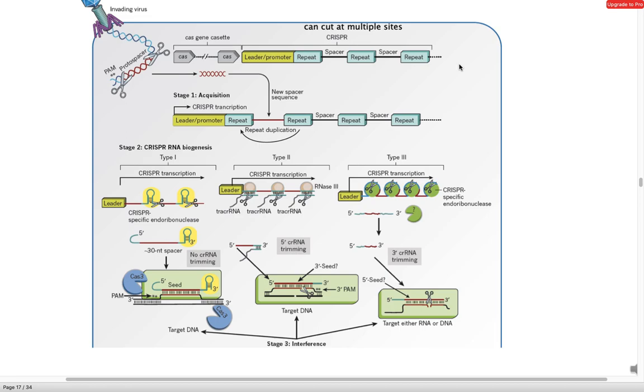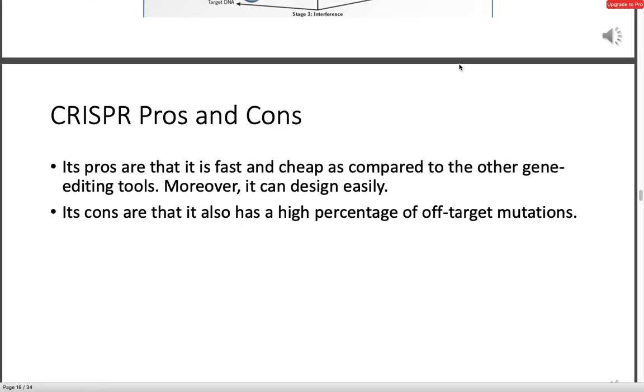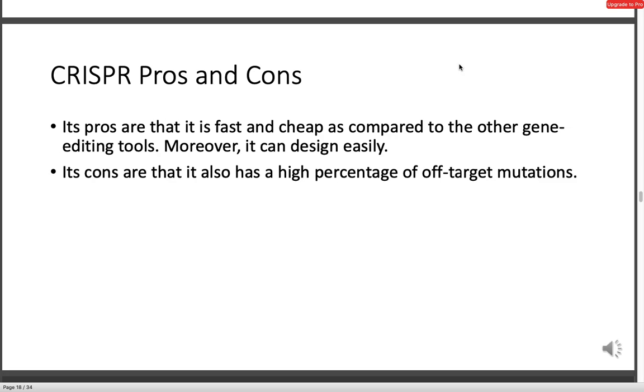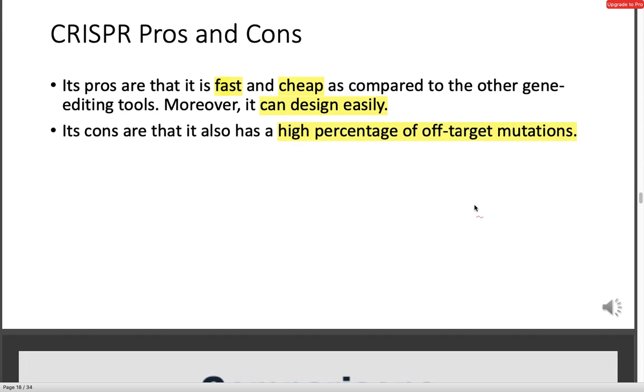Okay? So these are CRISPR pros and cons. The pros are that it's fast and cheap compared to other gene editing tools. Moreover, you can design easily in a way that you just insert the repetitive sequence. Alright? The cons are that you also have a high percentage of off-target mutation. Sometimes the repetitive sequence is already there in the genome, so of course you can hit off-target mutation as well. For CRISPR, it's cheap but with high off-target mutation. So 50-50. Alright, so this is the table for you guys to have a look and compare the pros and cons for those three methods.